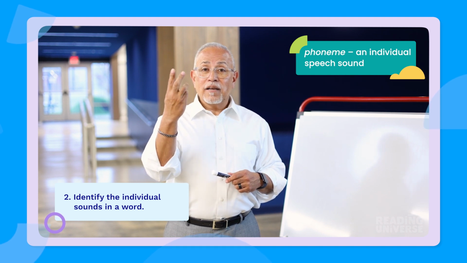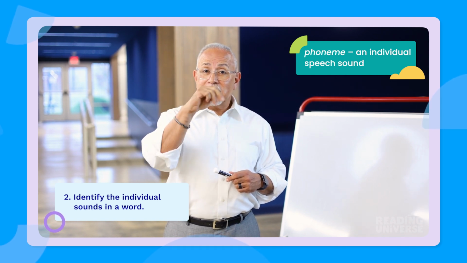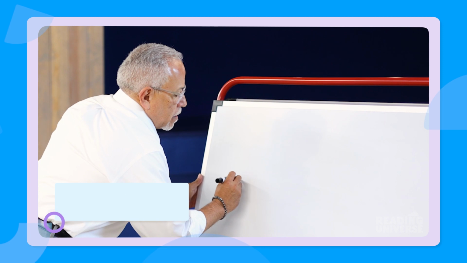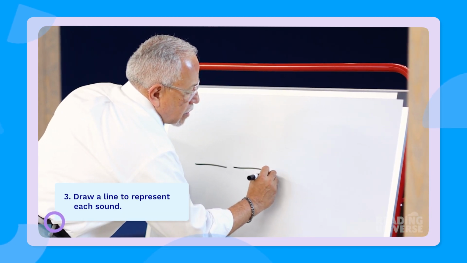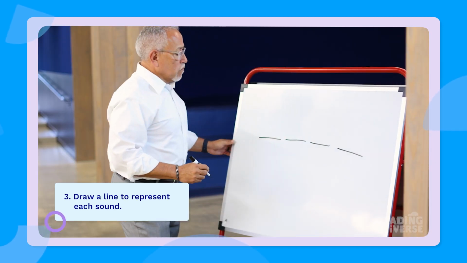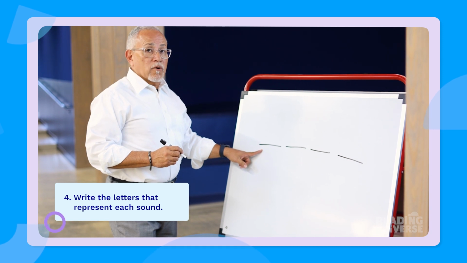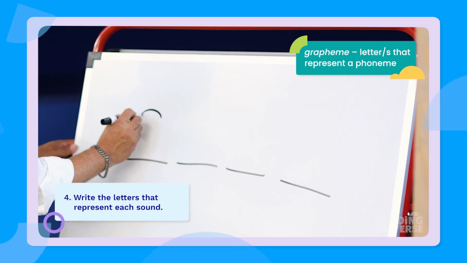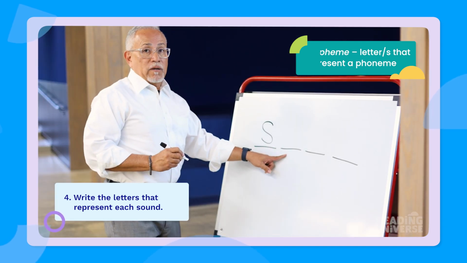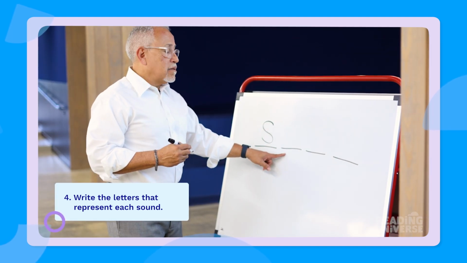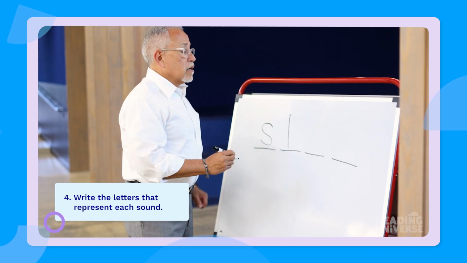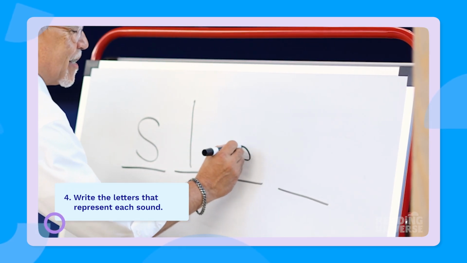S, l, e, d. Sled. S, l, e, d. 4. Oh, so we need 4 lines. The first phoneme or sound is S. What's the grapheme? S. The second phoneme or sound, L. Grapheme, L. E. Grapheme, E, right?